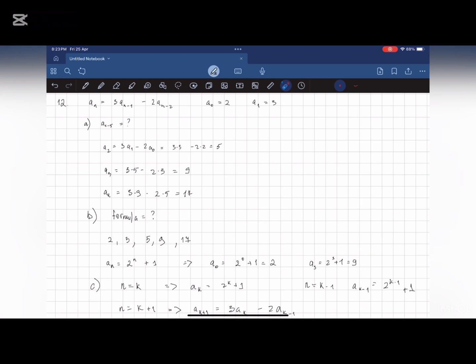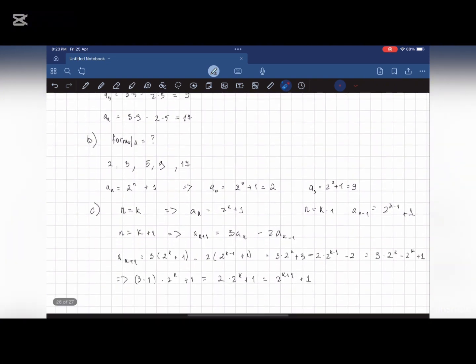So in A, we should find the first 5 terms of this sequence. So of course we use this formula to find all 5 terms, but the sequence is given a0 and a1, so we start with a2. a2 equal to 5, a3 equal to 9, and a4 equal to 17.